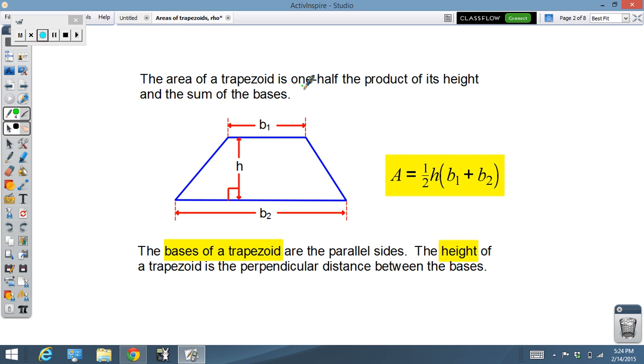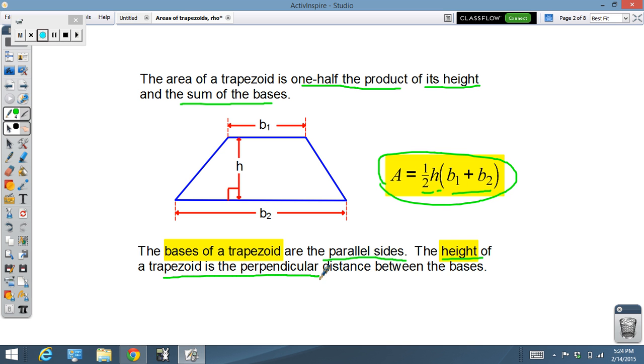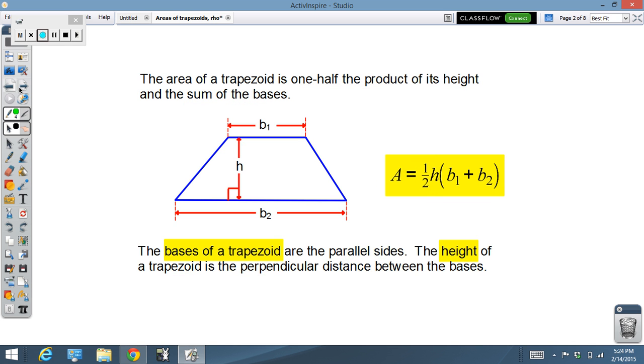The area of a trapezoid is 1/2 of the product of its height and the two bases added together. Or area equals 1/2 height times the two bases added together. Fair enough? Now remember, the bases of a trapezoid are the parallel sides, and the height of a trapezoid is the perpendicular distance between those two bases. Clear enough? Let's use a couple of them.